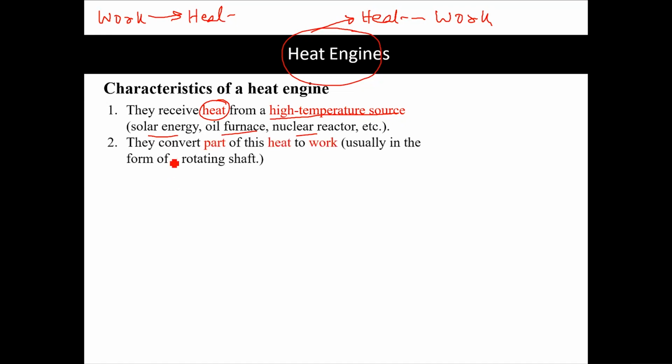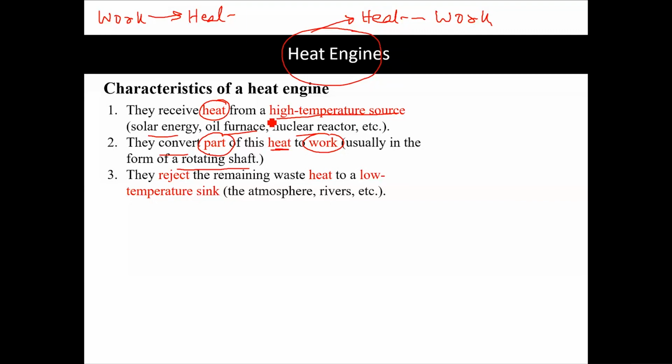And the second characteristic is that they convert only part of this heat to work, and that work is usually in the form of a rotating shaft. It is not necessary, but usually. The third characteristic is that the remaining portion of the heat, one portion is converted to work, the remaining portion of the heat is rejected as waste to a low temperature sink. The sink could be atmosphere, rivers, or other.